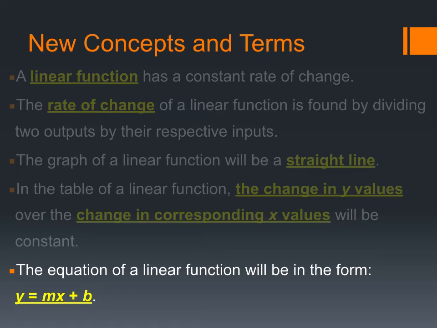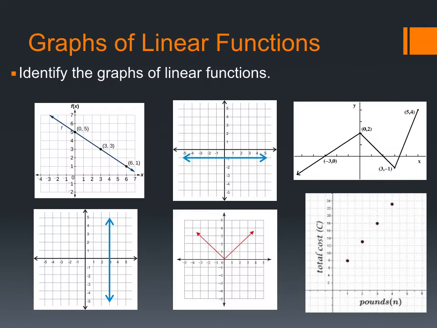So let's start by looking at the graphs of linear functions. We are asked in this example to identify the graphs of linear functions. So out of the 6 graphs that are there, 3 of them are linear. Can you guess which ones are linear?